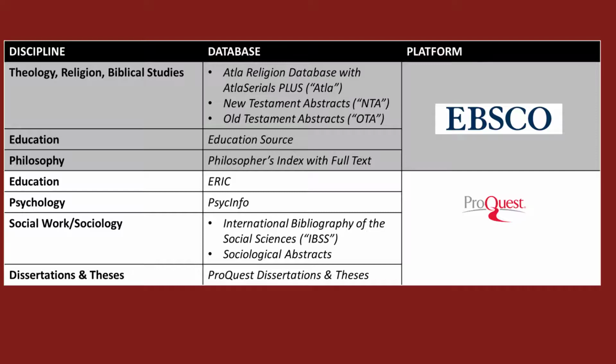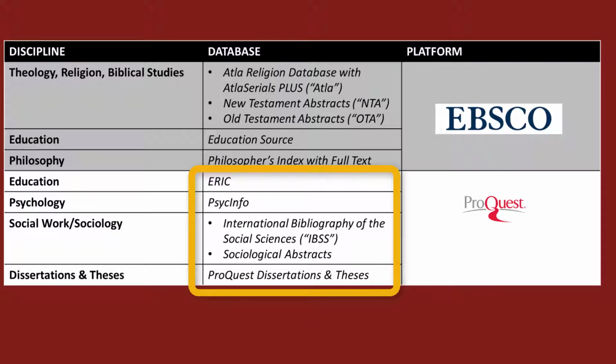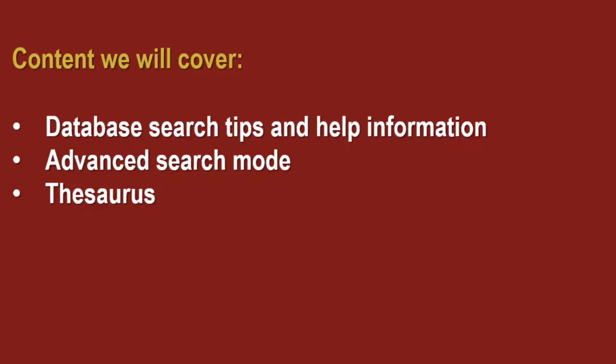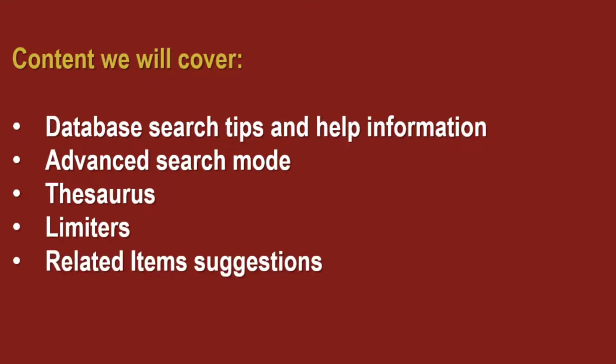That concludes our discussion of the features on the EBSCO platform, and now we'll look at the ProQuest platform, which hosts these databases: ERIC, the American Psychological Association's PsycInfo, International Bibliography of Social Sciences, Sociological Abstracts, and ProQuest's Dissertations and Theses. The content on the ProQuest platform we will cover will include database search tips and help information, advanced search mode, thesaurus, limiters, and related items suggestions.